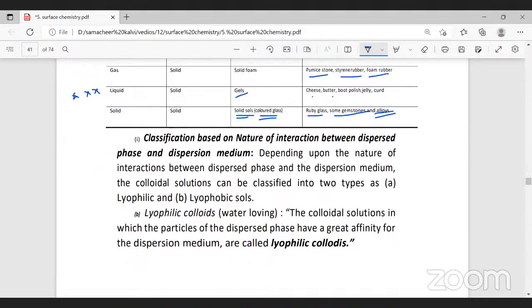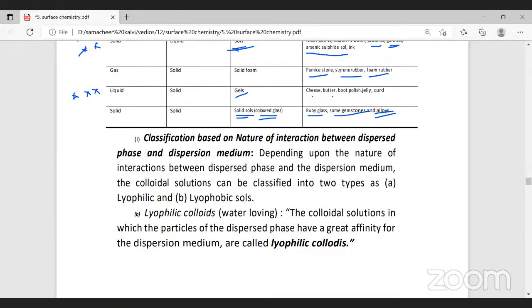Coming to the classification, this is based on the dispersed phase and dispersed medium. Now, classification based on the nature of interaction. This is also important. Interaction between dispersed phase and dispersed medium. So based on the interaction between dispersed phase and dispersed medium, colloidal systems are classified into two. One is called as lyophilic. The other one is called as lyophobic.